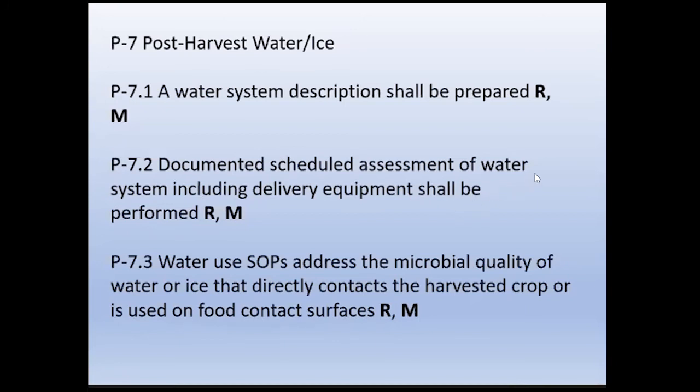Going on to P 7.3, water use SOPs address the microbial quality of water or ice that directly contacts the harvested crop or is used in food contact surfaces. And I'm going to point out that cleaning and sanitizing of food contact surfaces is going to require potable water. So just pointing that out to you. So here we have a record required and it is mandatory. And things that would fall under this section would be your testing records for municipal and groundwater. And also this is produce safety rule aligned.